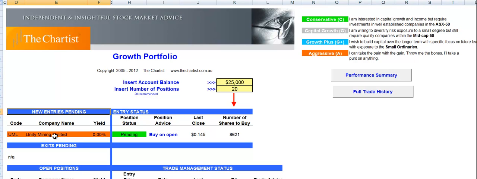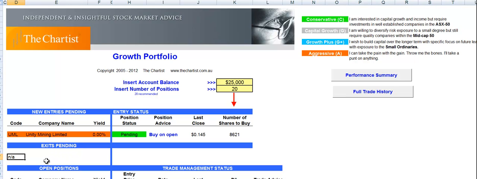So you can see here that we've got new entries pending for today, and the signal that was generated in Unity Mining, that's an orange one, so that's an aggressive stock. If you're not in an aggressive stance, then you would ignore that signal completely and simply wait until your color-coded signal comes up. So this position is pending. It is to be bought market on open on the next day. You can see the last traded price is 14.5, and based on a $25,000 account, you would buy 8,621 shares.